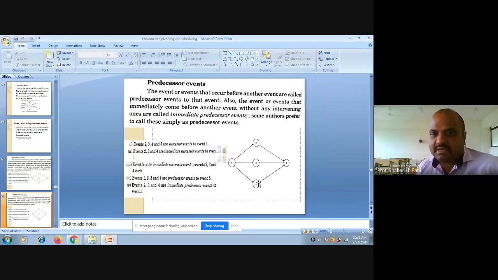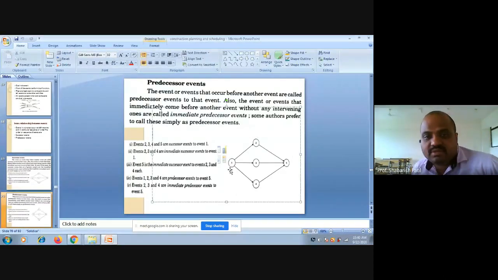Okay. At the same time, please remember, events 2, 3, 4 are immediate predecessors to event 5. Events 2, 3, 4 are called immediate predecessors to event 5 because they are occurring just before this event. Okay, but event 1 is not an immediate predecessor to event 5 because there is another event between event 1 and 5. Okay, but as far as event 1 is considered, event 1 becomes an immediate predecessor to events 2, 3, 4. Okay, event 1 is an immediate predecessor to events 2, 3, 4.